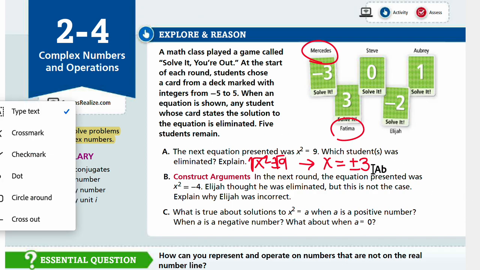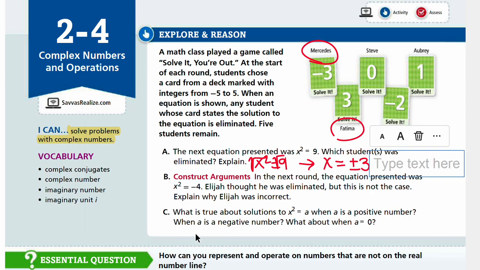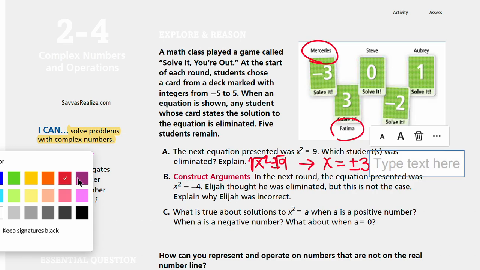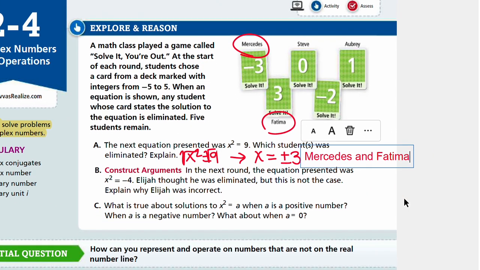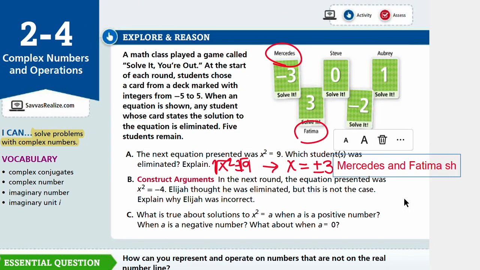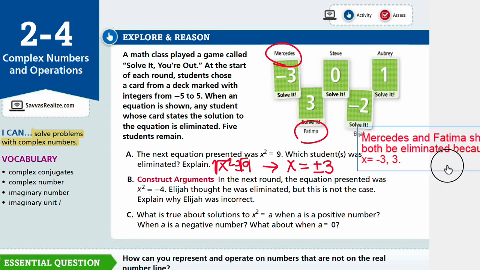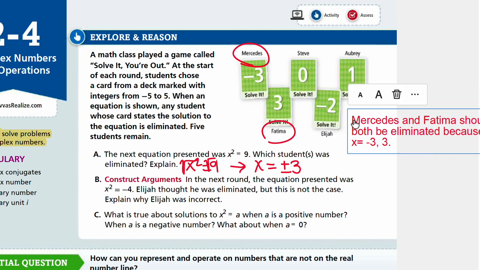So we can explain using words. We will say that Mercedes and Fatima should both be eliminated because x is equal to -3 and 3. Okay, I'm gonna move the answer for A here.